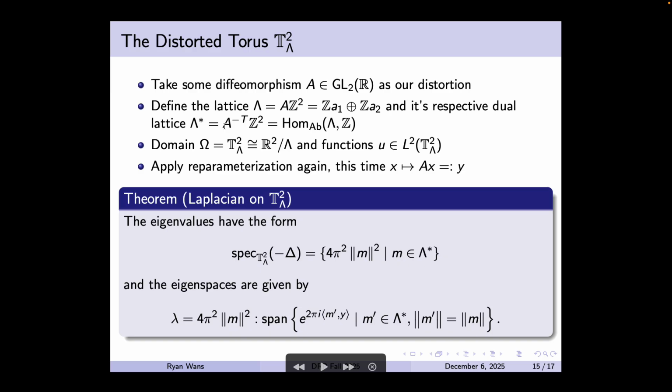And now we're looking at functions not on R2 mod Z2, but on R2 mod AZ2. And similar to the case of S1, where we just did a reparameterization, we set y equal to Lx, where L was the length of the circle. Now we just set y equal to Ax, where A was our diffeomorphism from before. And we get that the spectrum is now the same as before.